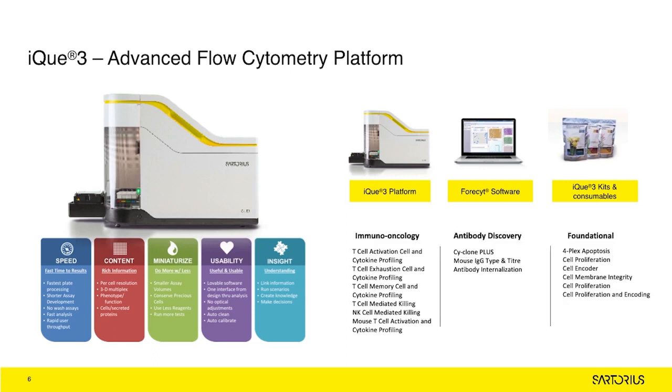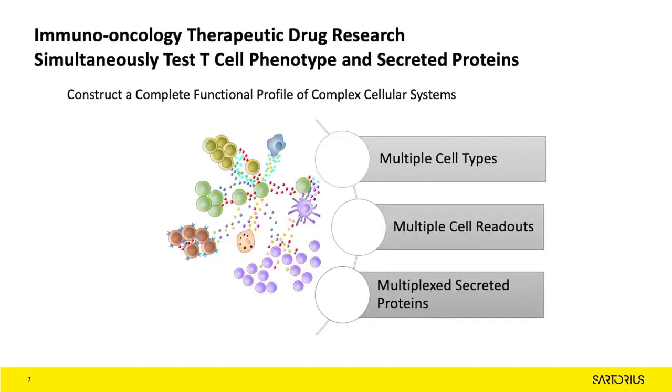Sartorius offers solutions to many different scientific research areas, including antibody discovery, foundational approaches such as cell health, and immuno-oncology. Immuno-oncology is the study and development of treatments that utilize the power of the body's immune system to fight cancer. This relatively new therapeutic area has grown immensely and has given rise to some of the most exciting drugs of the last 20 years, including CAR T-cells.